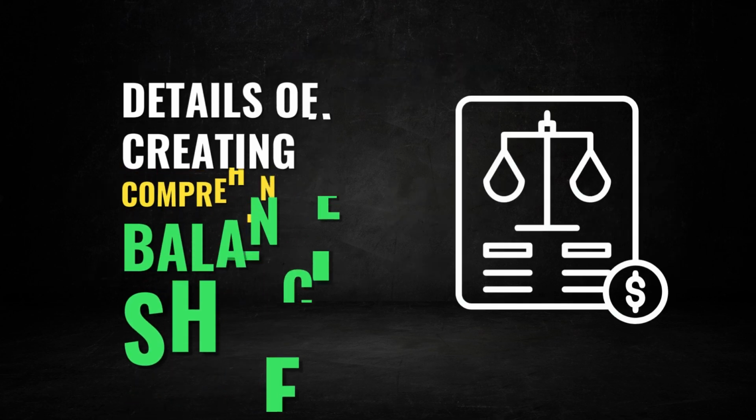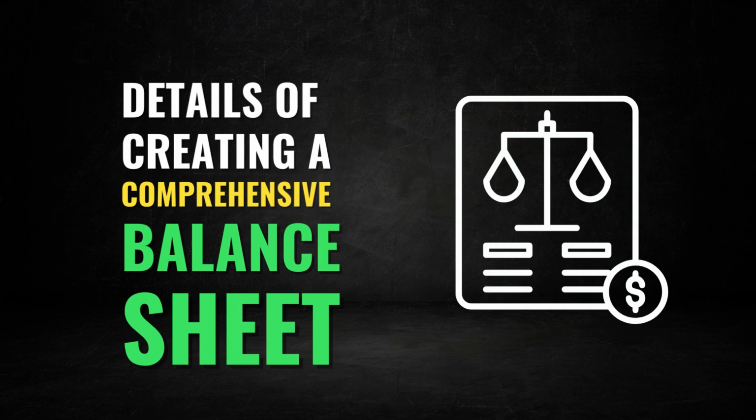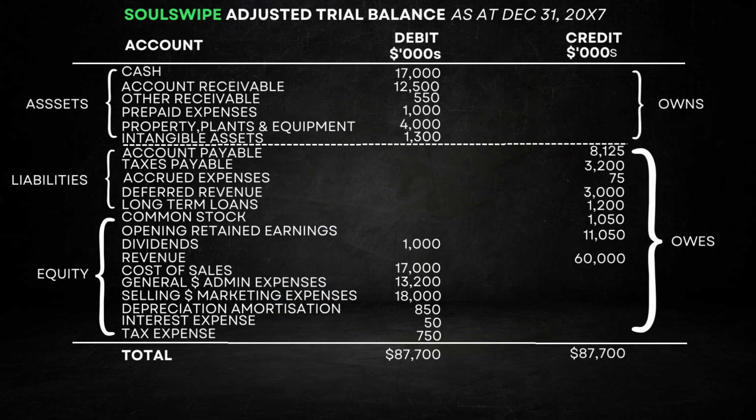Next up, let's go into the details of creating a comprehensive balance sheet. The process is similar, but we'll categorize SoulSwipe's assets and liabilities into current and non-current sections. Current assets include cash, accounts receivable, other receivables, and prepaid expenses. These are the assets that SoulSwipe expects to convert into cash or use up within a year. On the other hand, non-current assets consist of property, plant, equipment, and intangible assets. These are the long-term assets that SoulSwipe plans to hold for more than a year.